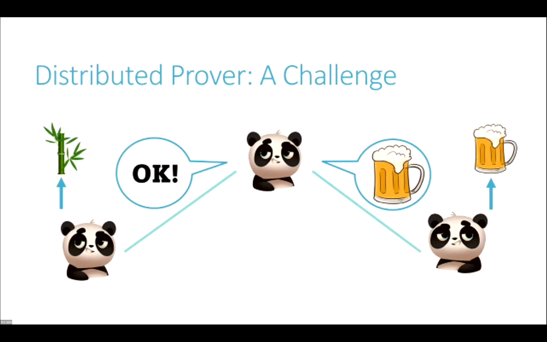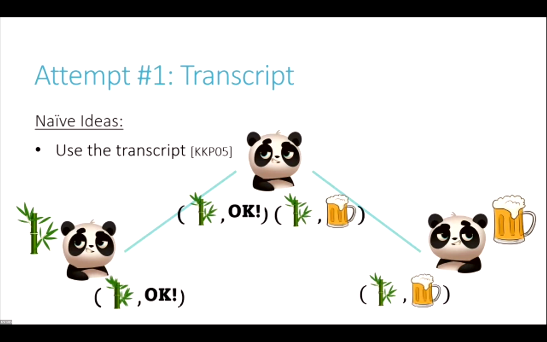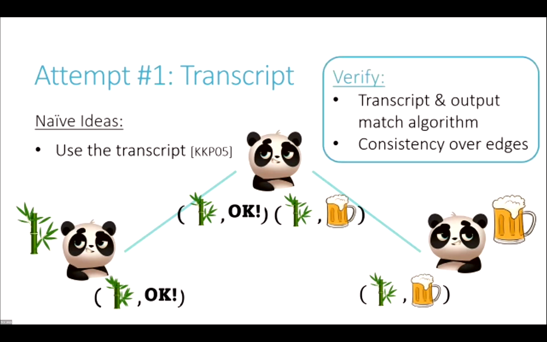Okay. Now we want to prove to this network. Now this network woke up, the left participant has its output, the right participant has its output, and we would like to prove to them that this is the correct output of the algorithm. One way to do that, one naive way to do that, is using the transcript of the algorithm. Now nodes could verify two things.